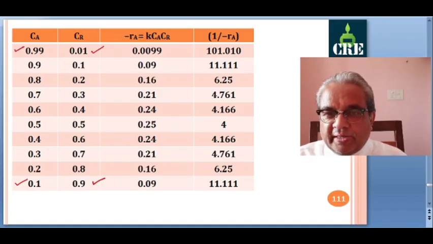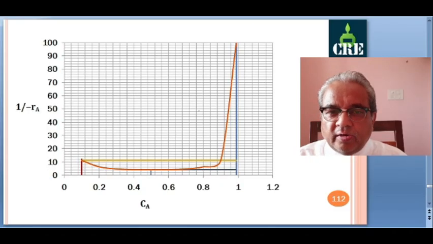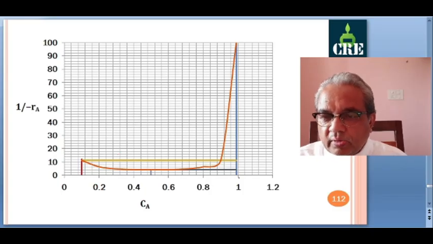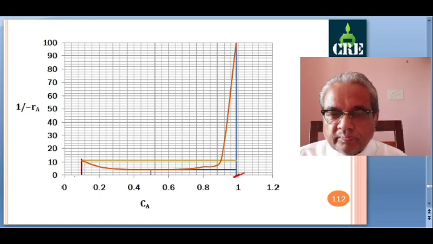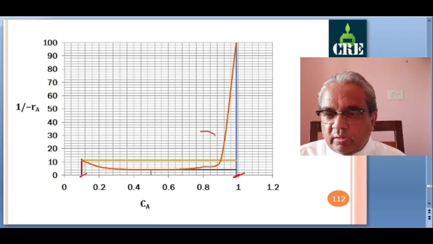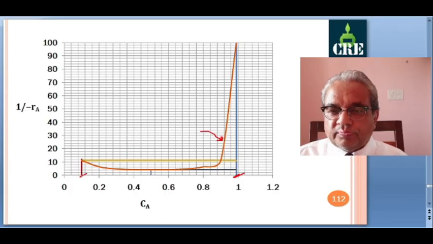Minus Ra is K CaCr. So you know Ca, you know Cr, K is 1, and these values are calculated. 1 upon minus Ra, just invert it. And now make a plot of 1 upon minus Ra versus Ca. We start here at 0.99 and finally 0.1. This is 0 and this is 0.2. In between we have 0.1. This is the curve.